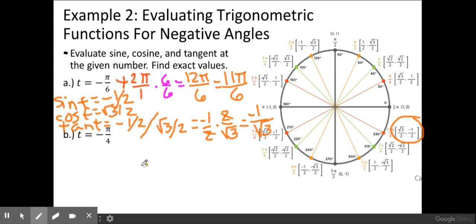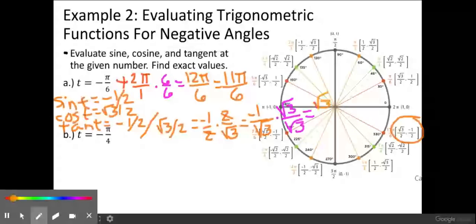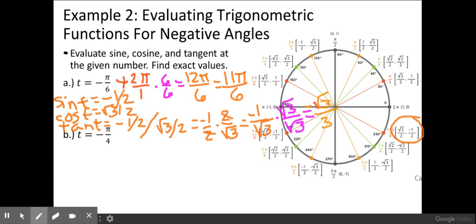So now, once again, we have to rationalize the denominator, and I'm now doing this on my unit circle. Just bear with me. So we end up getting negative square root of 3 over 3 as our final answer.